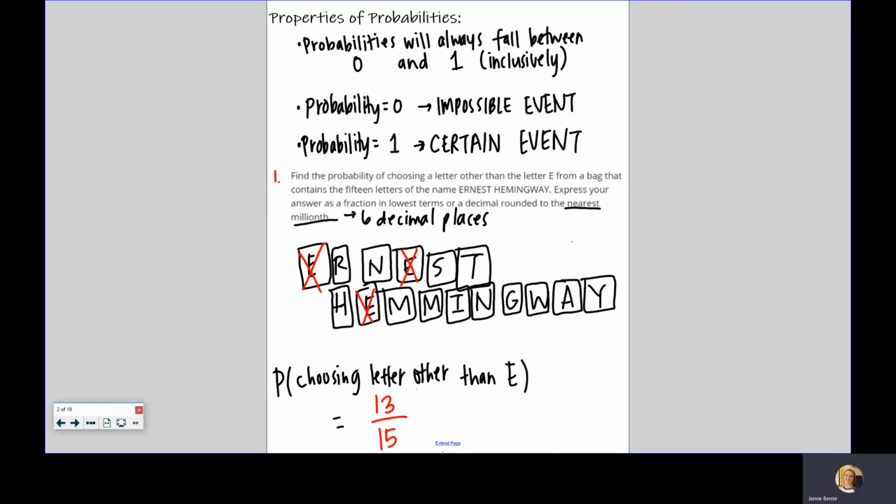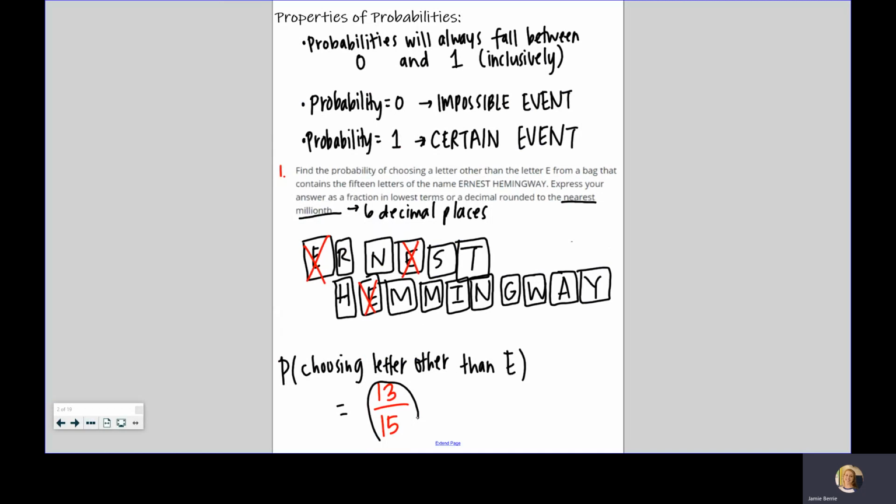That is a number that is between 0 and 1. You can make it into a decimal if you want to, but it's probably easier to type it in on the homework as a fraction. That's about 0.87 if you rounded. So that's pretty likely that you're going to choose a letter other than E.